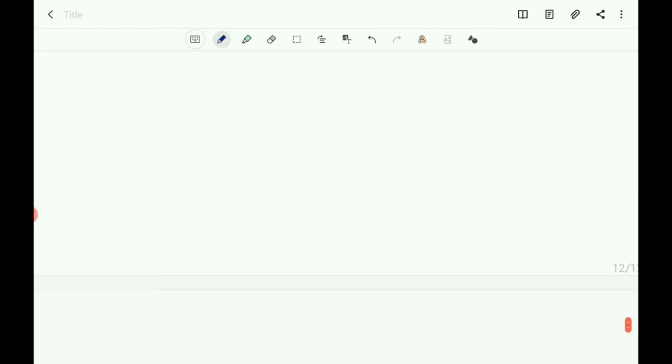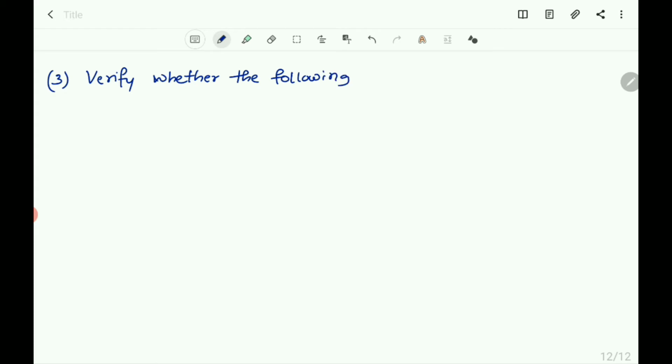The next question is, verify whether the following are zeros of the polynomial indicated against them. So, let us take one by one. First, you take the third question, that is verify whether the following are zeros of the polynomial indicated against them.